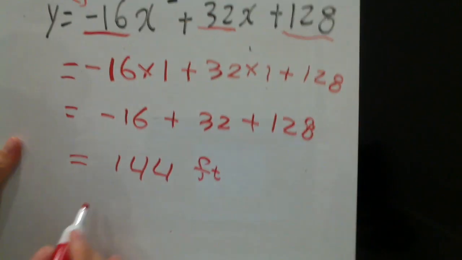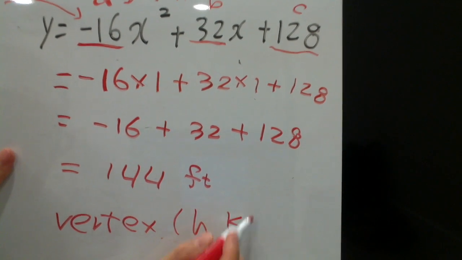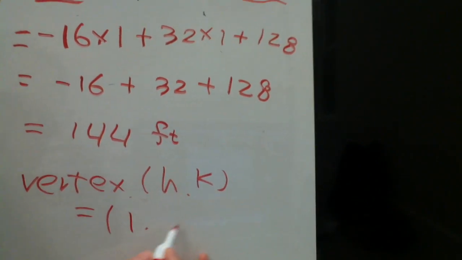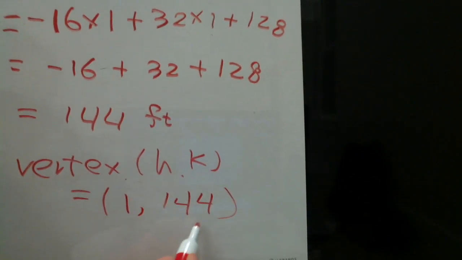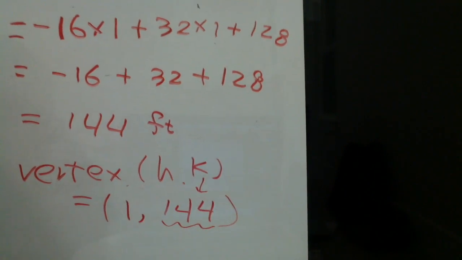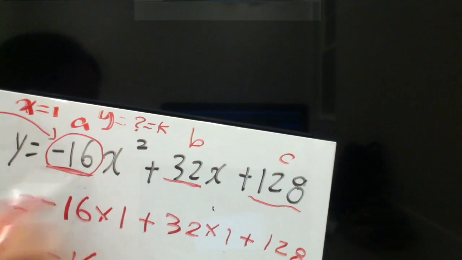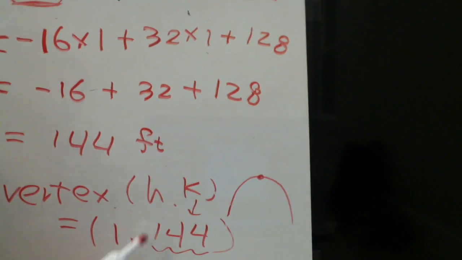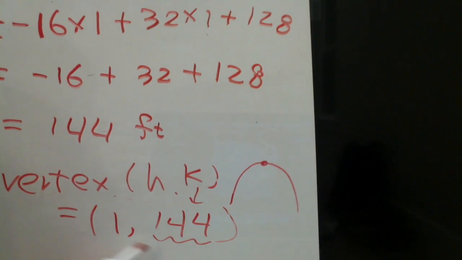Okay? So again, we found the vertex H and K is 1, right? 144. And then this K is 144, which is maximum, because this is downward when we have this negative. So when it's downward, the vertex is maximum, right? So the Y value of vertex is maximum. So the answer is 144.